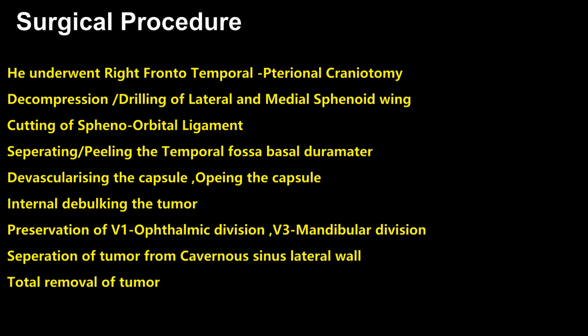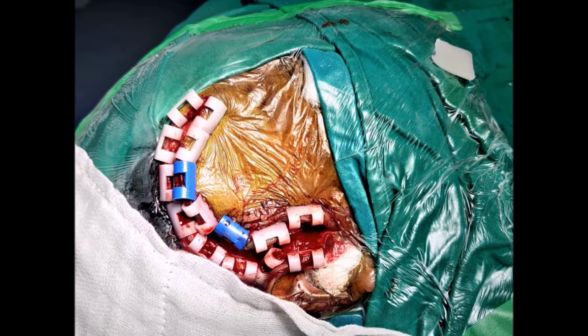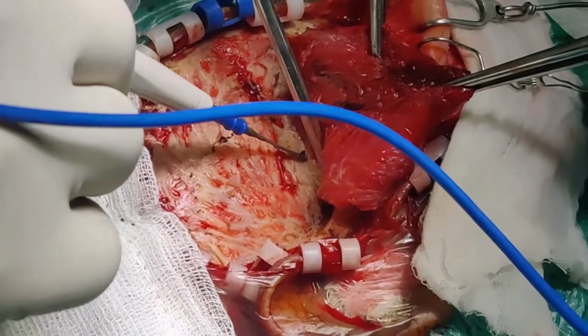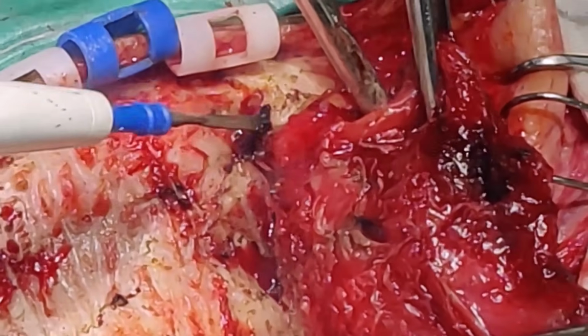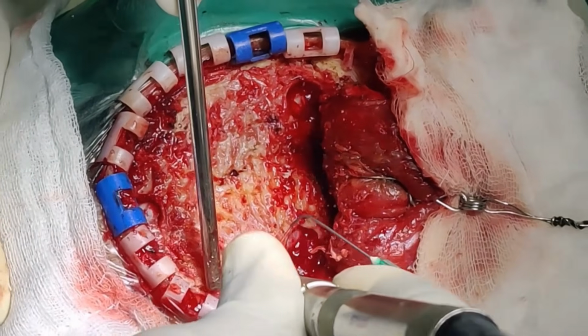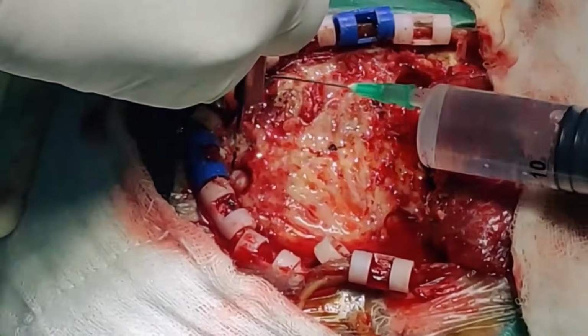With this, he was taken up for surgery and underwent right temporal craniotomy, decompression, drilling of the lateral and medial sphenoid wing, cutting the sphenoorbital ligament, separating and peeling the temporal basal dura mater, opening the dura and debulking the lesion, with preservation of V1, V2, V3 and all the cranial nerves on the lateral aspect of the cavernous sinus, and a complete excision of the lesion.